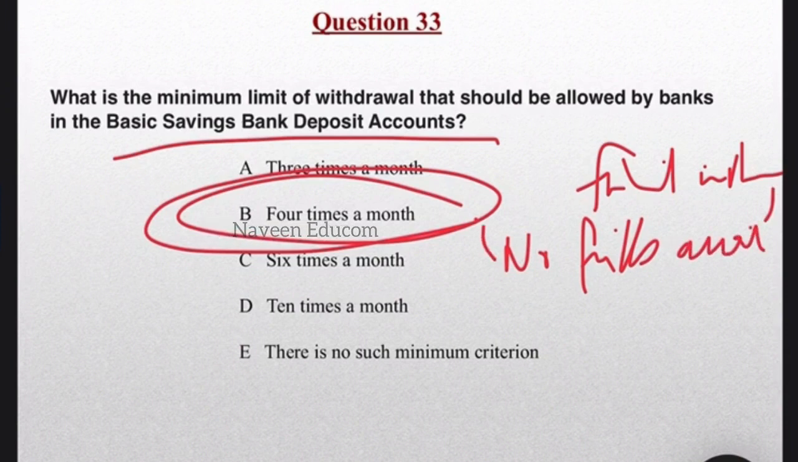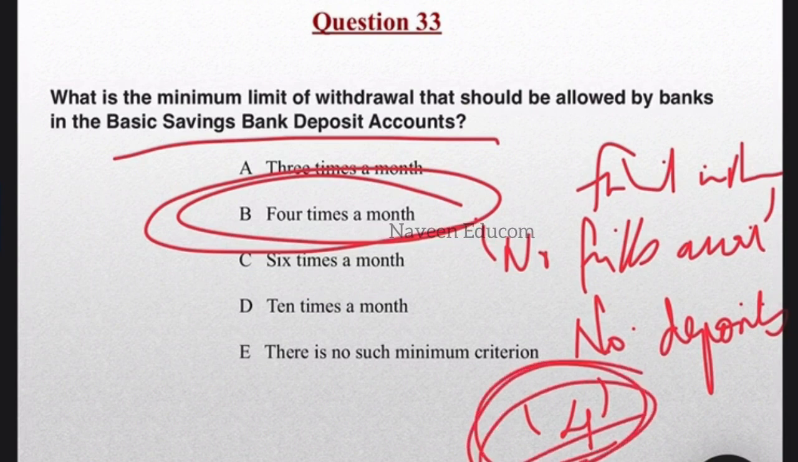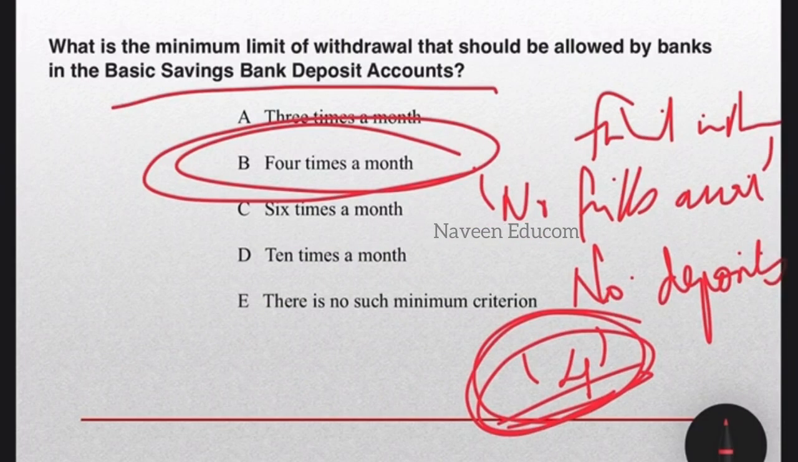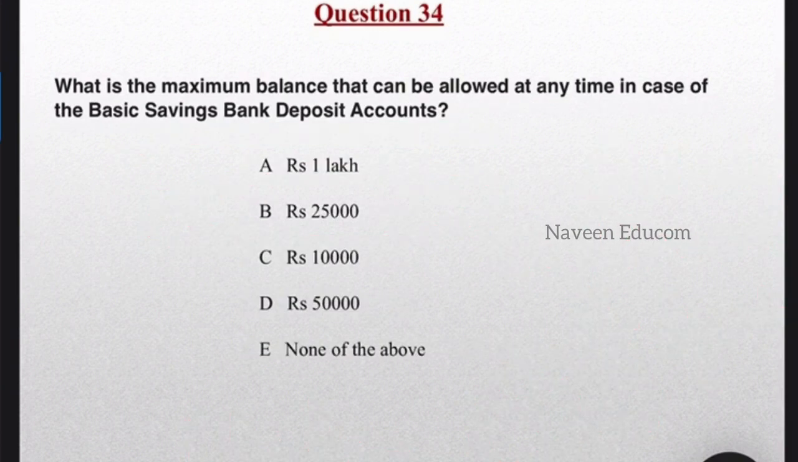Very important, students: no frills account, F-R-I-L-L-S, okay? No frills account, and later all such accounts were converted to BSBDA accounts. For such accounts, there is no limit on the number of deposits in a month, but there should be at least 4 withdrawals in a month, including the ATM withdrawals. An individual can have only one BSBDA account with one bank. So these are the important points related to this question, and you have got the answer for it.